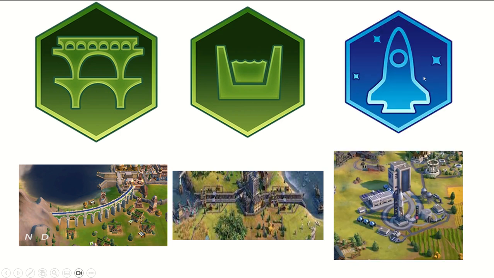Finally, there's the spaceport. The spaceport is required to win the game with the science victory condition. It is the most expensive district to build production-wise, so do not build it unless you're going for a science victory, because otherwise it's practically useless.